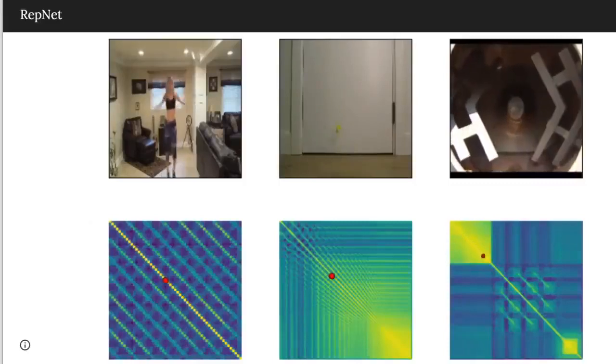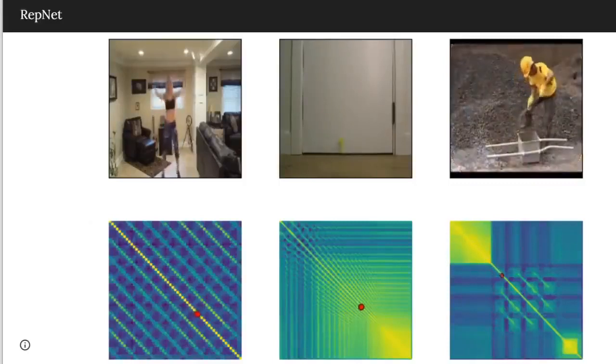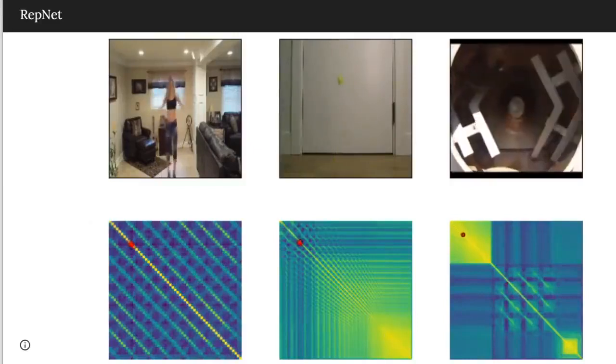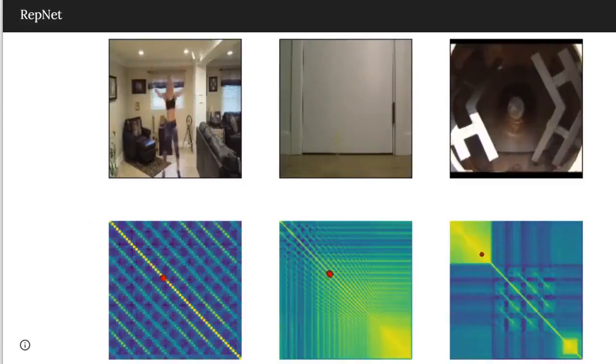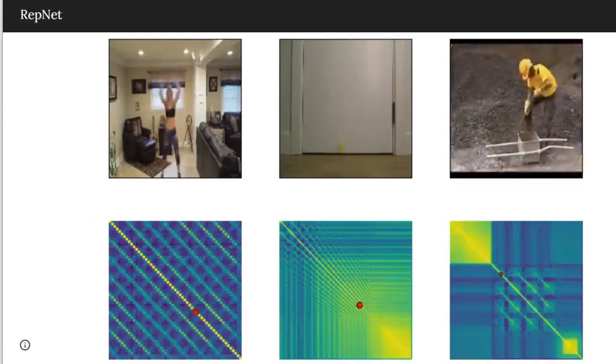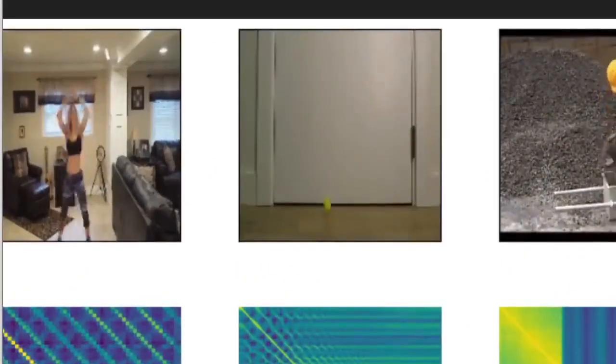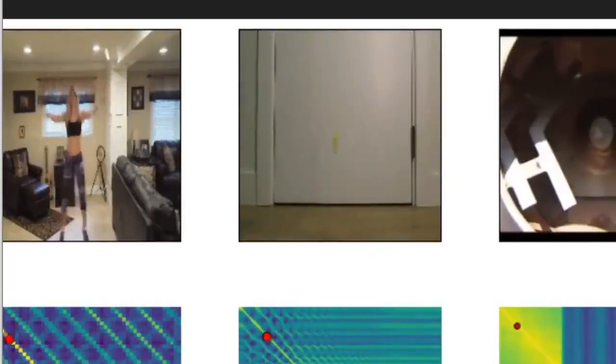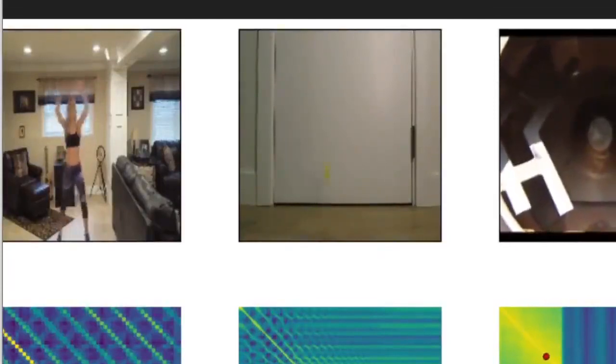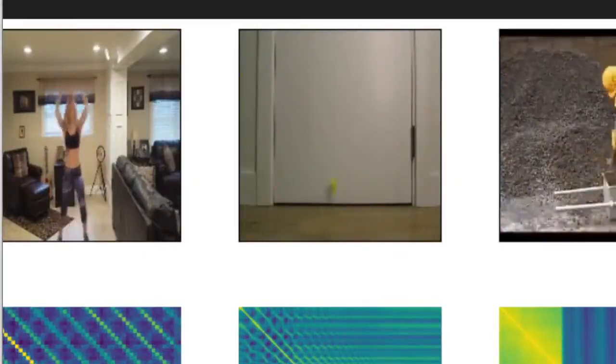Hi there. Check out these videos on the top. Each one kind of contains a repeating action. So on the left, you see someone doing jumping jacks in a fairly regular pattern. In the middle, it gets a bit more difficult because what you see is a tennis ball bouncing, and it bounces faster and faster and faster as time goes on.